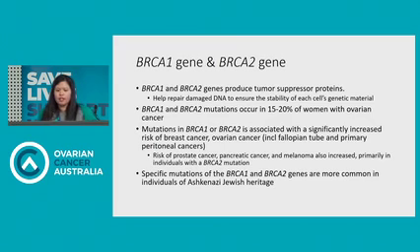As I mentioned a few slides ago, there are many different genes in which mutations can mean a person is predisposed to ovarian cancer. There are quite a lot of them, but for the interest of time, I'll talk about the BRCA1 and BRCA2 genes first, and I'll talk about another group of genes in the next slide. We all have 2 copies of the BRCA1 gene and 2 copies of the BRCA2 gene. Their normal function is to produce tumor suppressor proteins, which help repair damaged DNA to ensure the stability of each cell's genetic material. Let me explain this a little bit.